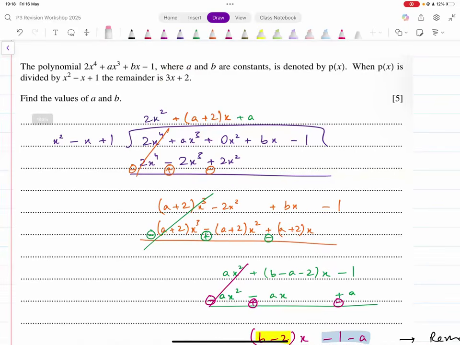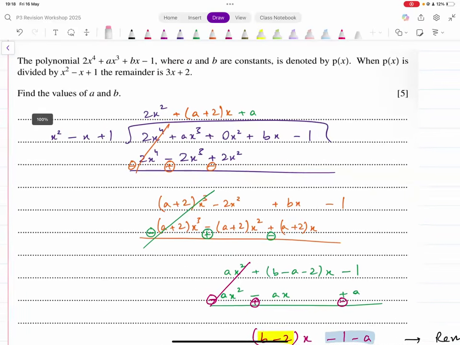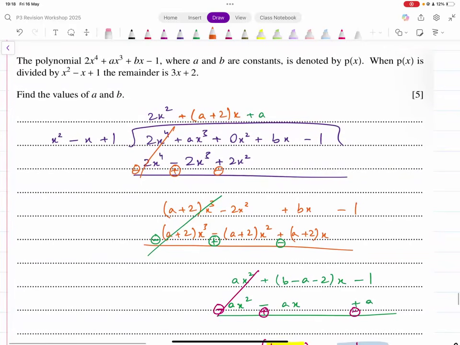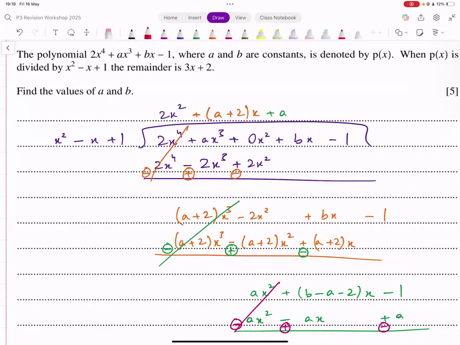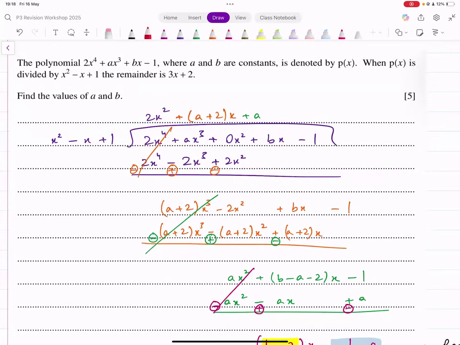Now, when you have a constant in the very beginning like this, ax cubed, and you have bx, that is okay, but a is appearing in the very beginning. When you do long division in this case, the long division becomes quite complicated. So let's see how this would work. You've got 2x raised to power 4 plus ax cubed plus 0x squared plus bx minus 1. That's the polynomial that you have. You want to divide it by x squared minus x plus 1.